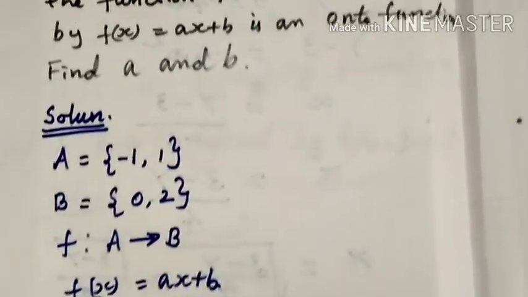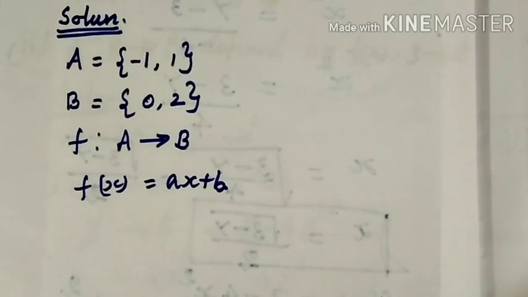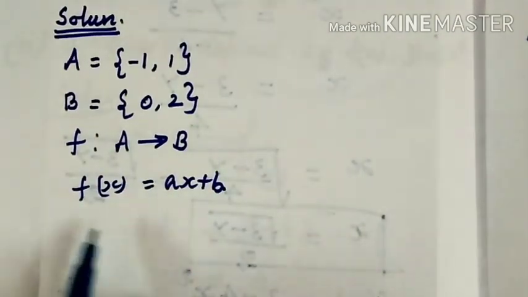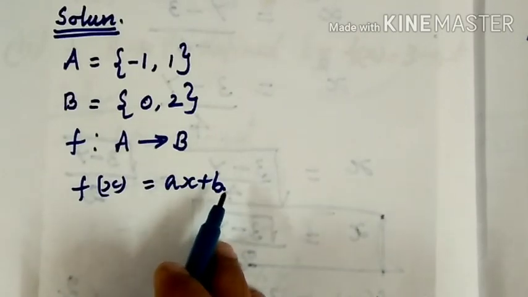See the solution. First you write down the given set A, set B and the function from A to B. f of x equal to ax plus b.